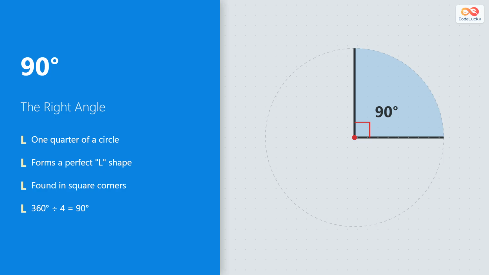Let us look at some common angles. If you take a full circle and divide it by 4, you get 90 degrees. This is called a right angle. It forms a perfect L shape, like the corner of a square or a rectangular room.